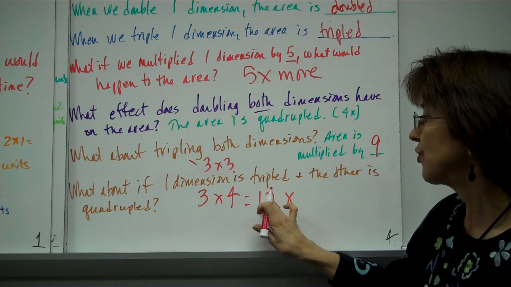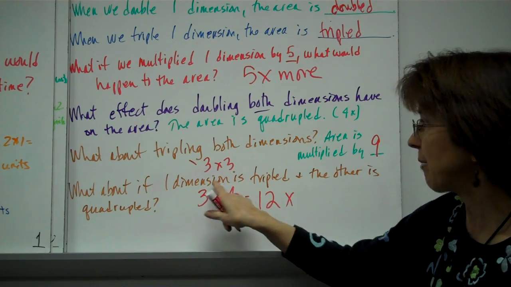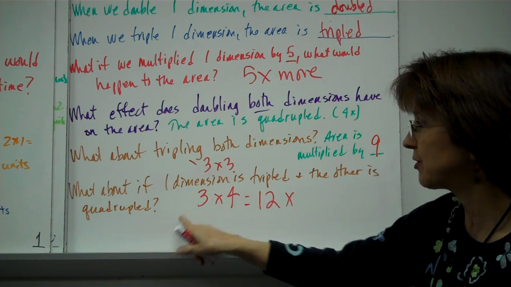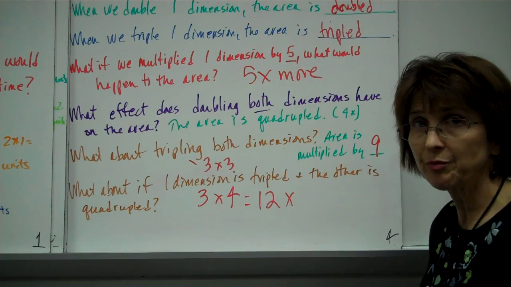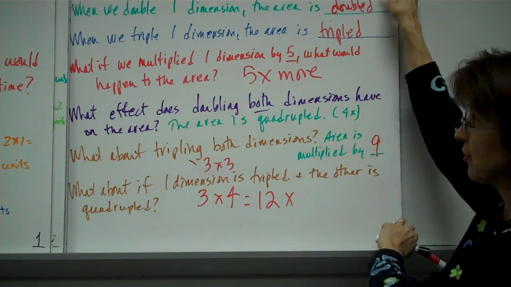So in general, you just simply multiply how many times you tripled or quadrupled, or how many times you increased each side, and that would be how many times the area is increased.